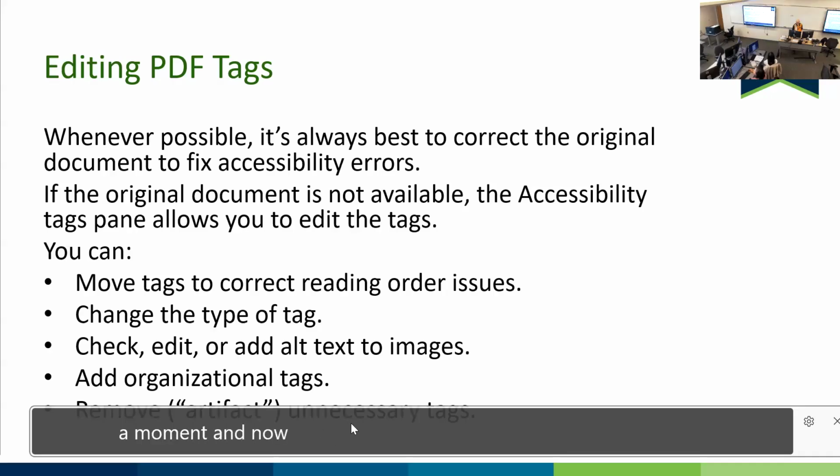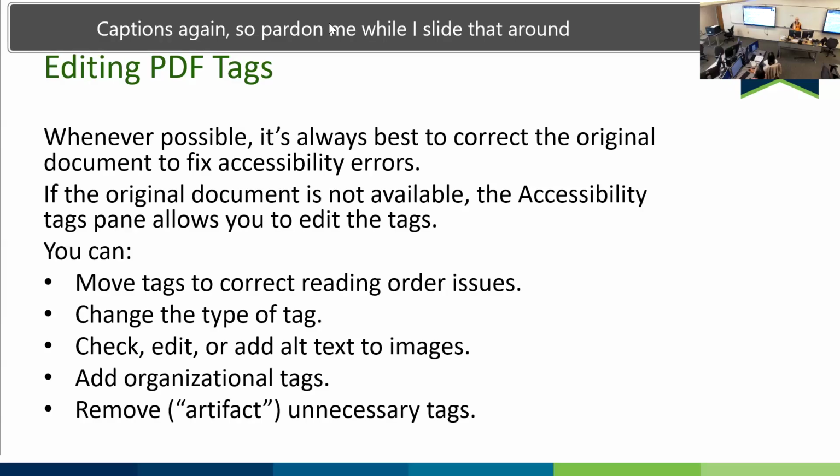And now I'm covering up my captions again, so pardon me while I slide that around. You can remove or artifact unnecessary tags. And these are things like that round circle that was in one of the documents that didn't really need to be announced, or the boxes that were behind the chapter outline and the chapter objectives. Those don't need to be announced, and there are ways where we can make sure that those are ignored by assistive technology while still existing within the PDF itself.